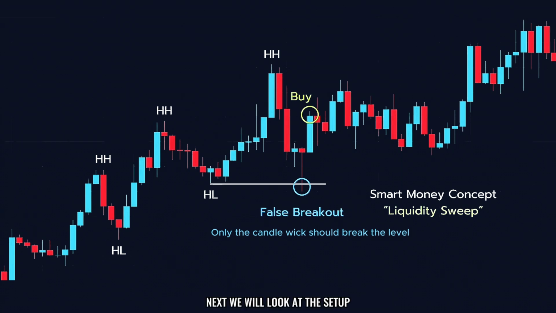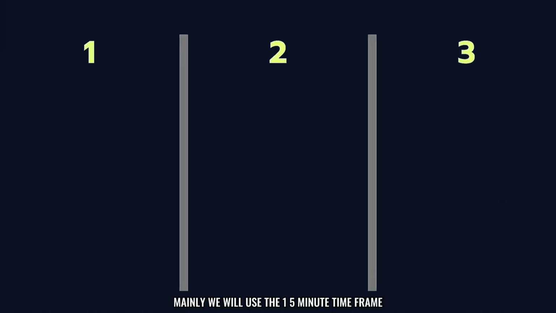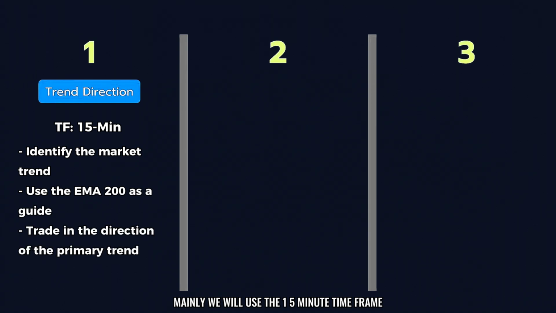Next, we will look at the setup. This strategy has 3 steps. The first step is called trend direction. Mainly, we will use the 15-minute time frame. The tools we will use to find the market trend: there is only one helper. Our helper is the EMA 200 line.